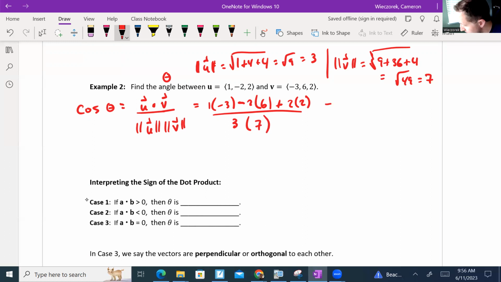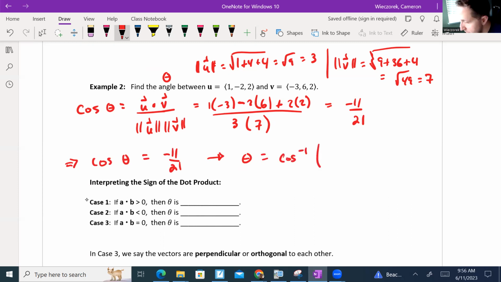And so we end up with, let's see, negative 3 minus 12 would be negative 15, plus 4 would be negative 11 over 21. And so we get that cosine of theta is equal to negative 11 over 21. They asked for the actual angle, so we're going to take the inverse cosine.